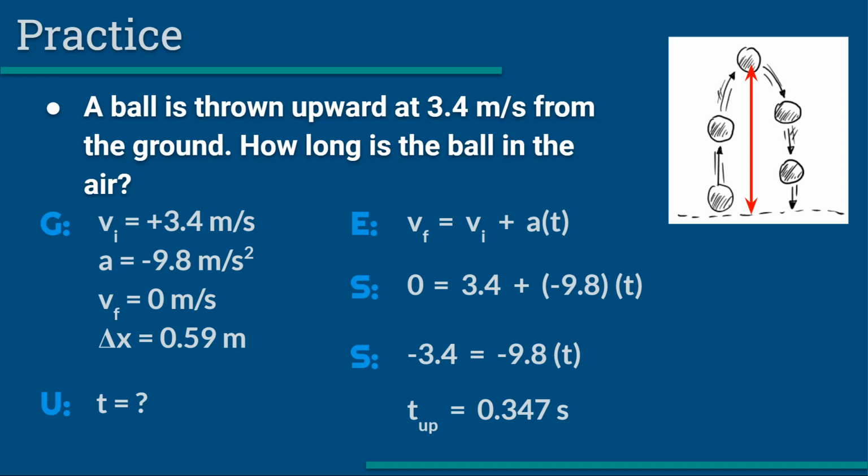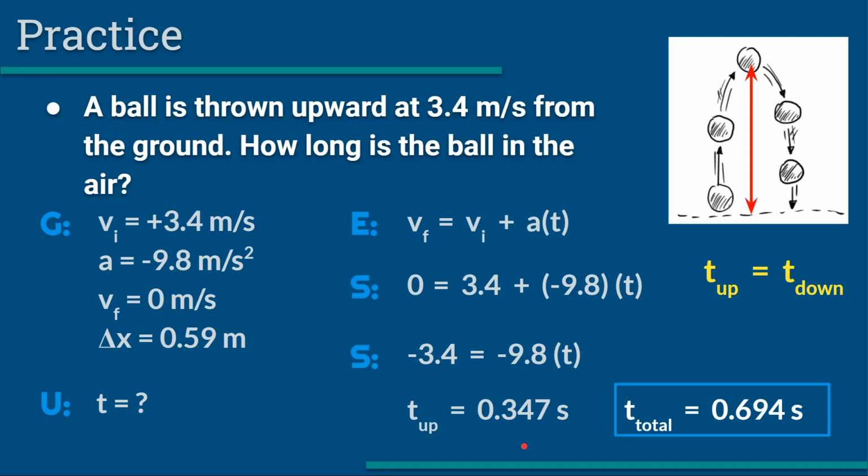Again, this is just the time to go up to this top point. That's not what the question asked. It wants to know the total time in the air. And one of the rules you need to remember when we're dealing with a projectile thrown upward is that time up equals time down. So long as your projectile is returning to the same height, everything's going to be symmetric. You're going to have the same amount of time to get up and the same amount of time to get down because you have the same displacement up as you have down. And so I'm just going to double this number. That's going to give me a total time in the air of 0.694 seconds, and that is the answer to this question.